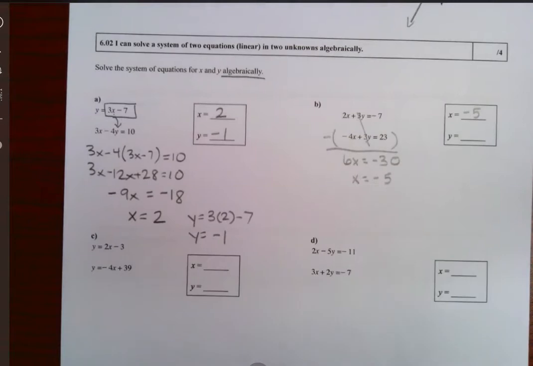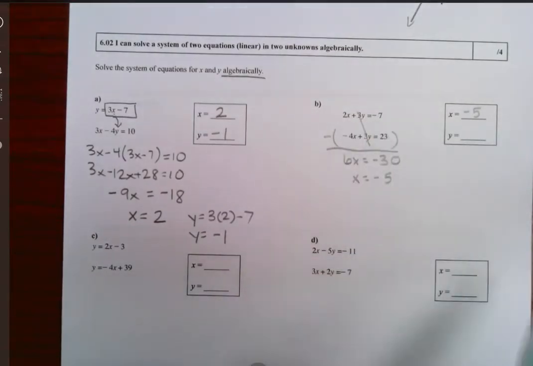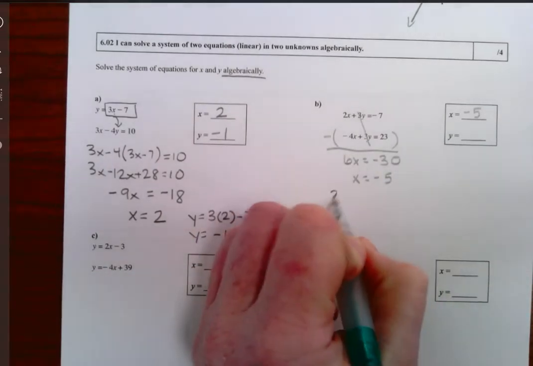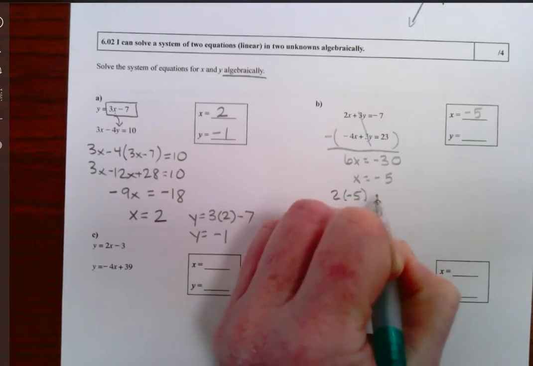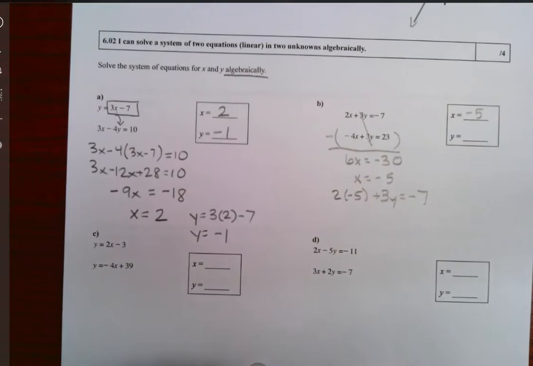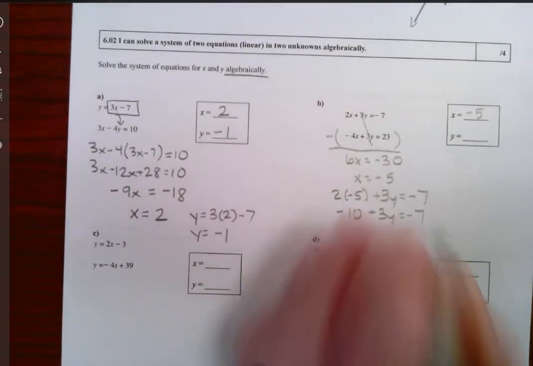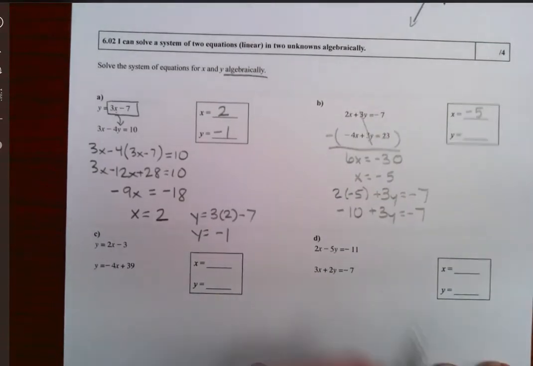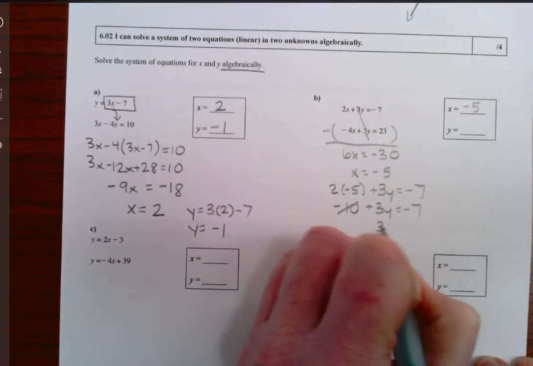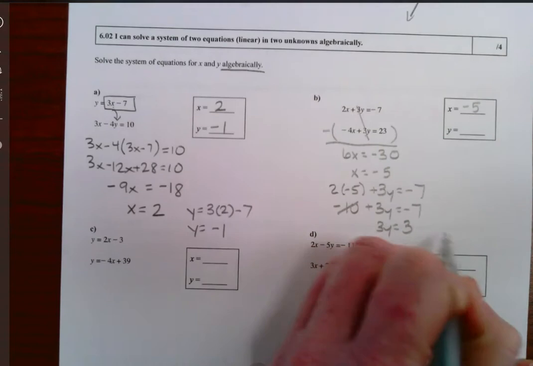Now, to find y, we're going to substitute this value in for one of the x's. So let's take that top equation. So I have 2 times negative 5 plus 3y equals negative 7. If we add 10 to both sides, this gets eliminated. Add 10 here, you get 3. So y is 1.